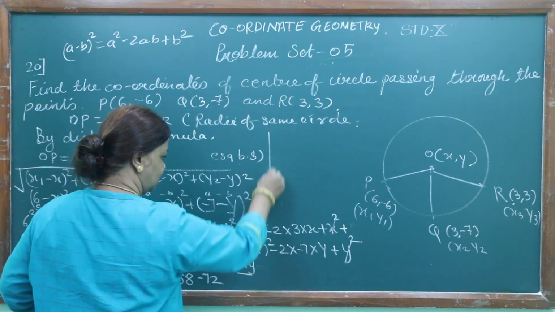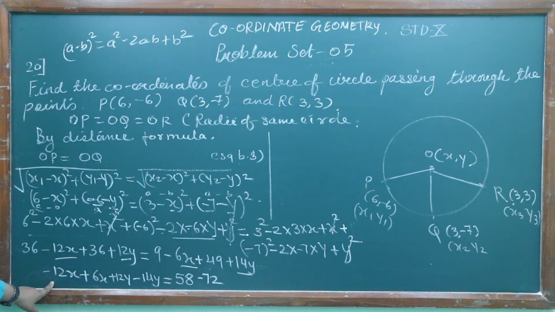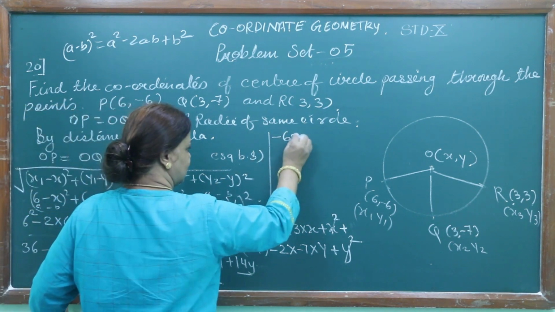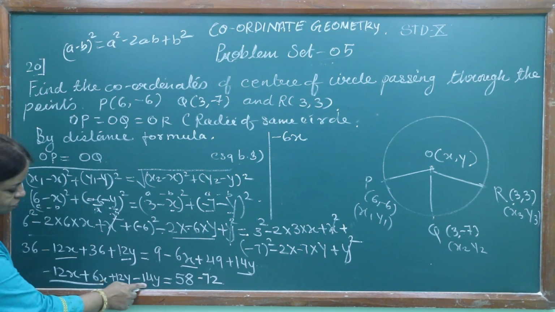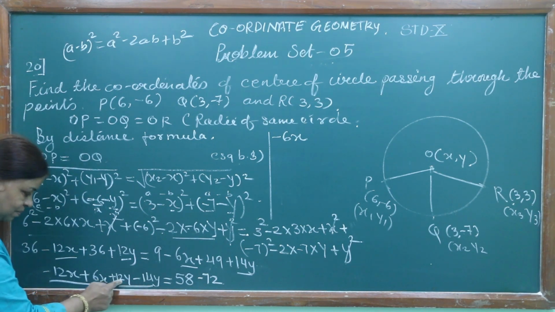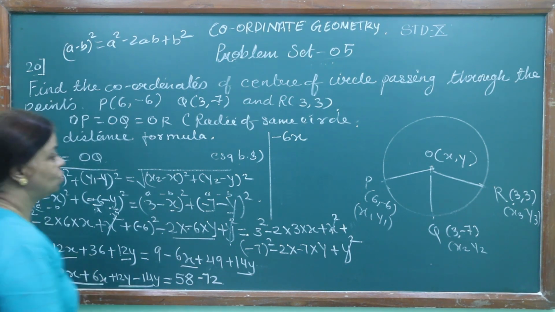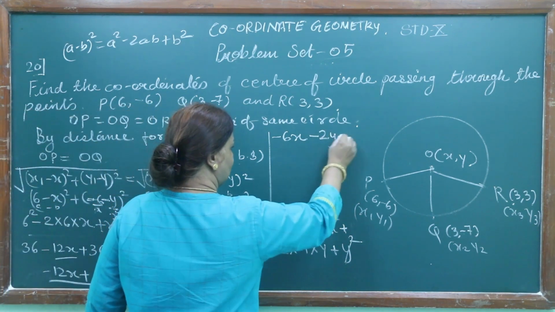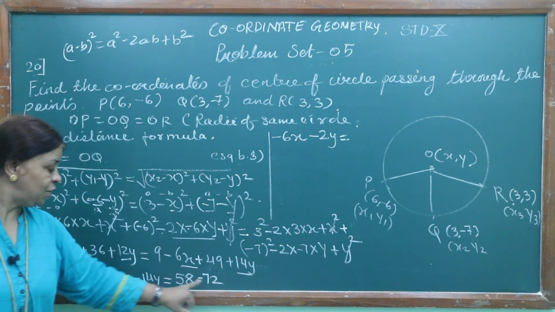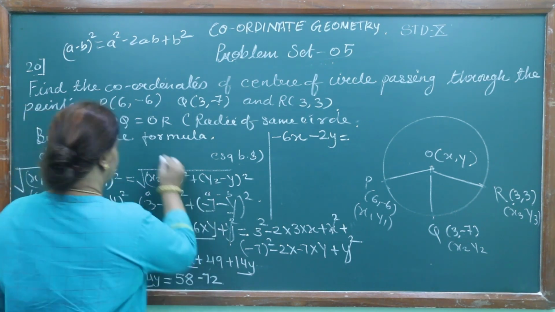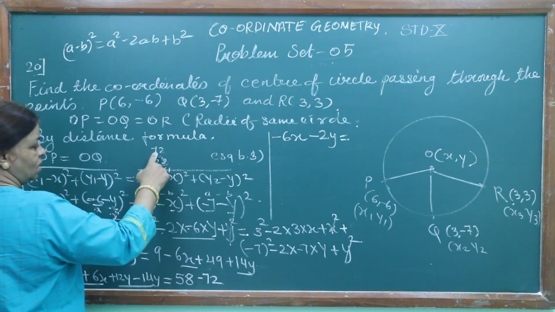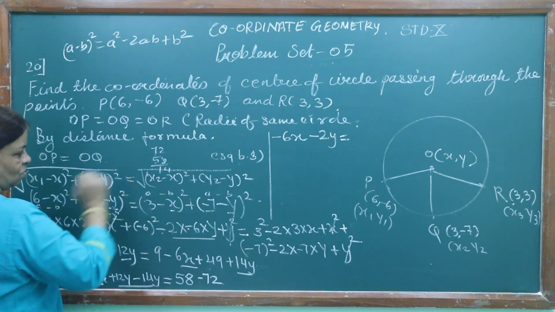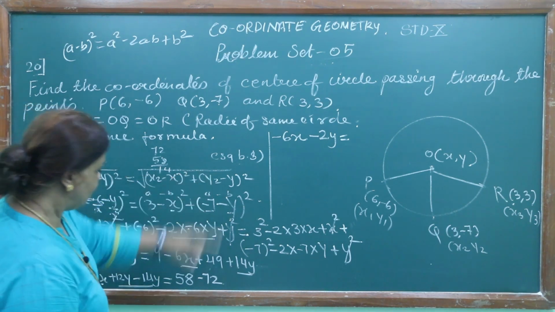Now minus 12x plus 6x. Can I write it here? Okay. Minus 12x plus 6x. One is minus, one is plus. So I can write minus 6x. This is done. Now plus 12y minus 14y. One is minus, one is plus. So minus, and that would be minus 2y is equal to 72 minus 58. So subtract from 72 58. 12 minus 8 is 4, 6 minus 5 is 1. 14. So it will be minus 14.